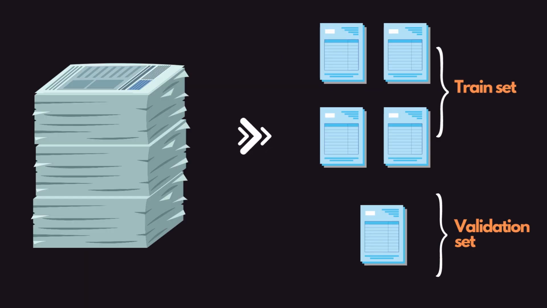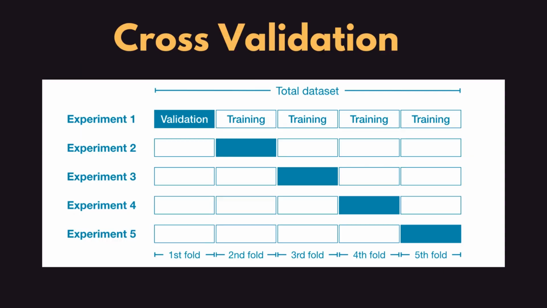Cross validation involves dividing your data into multiple folds. You train your model on a portion of the data termed as the train set and test it on another portion termed as the validation set. Then you repeat this process multiple times, each time with a different combination of training and validation data.